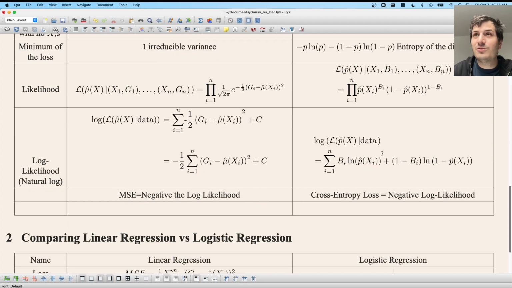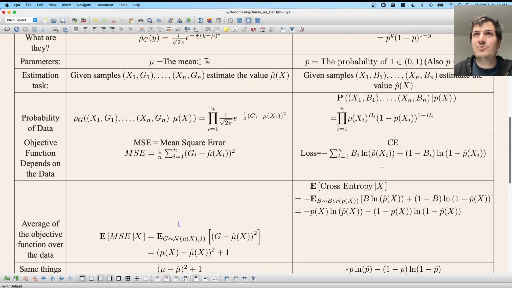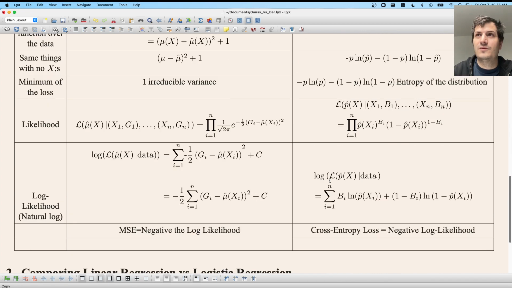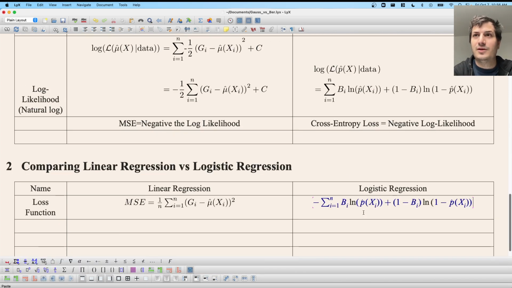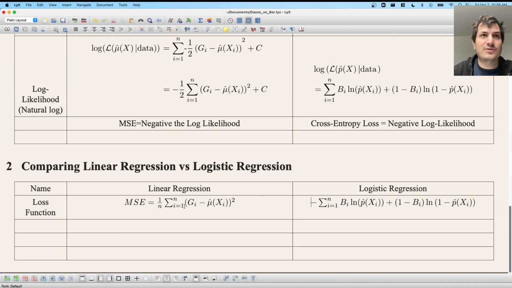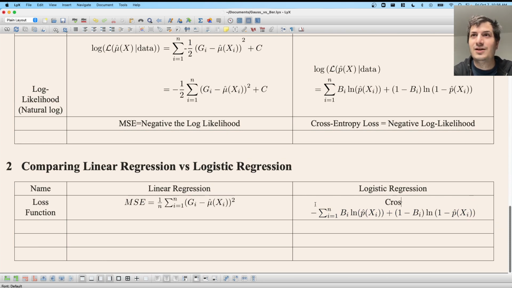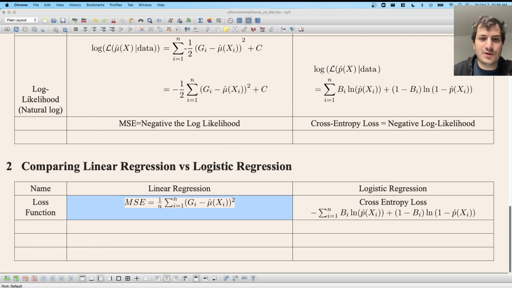And in logistic regression, you're minimizing not the mean squared error, but this crazy looking cross entropy loss. So I'll copy that over right here. Okay, and this is the cross entropy loss. Let's write cross entropy loss. And just before we dive in and figure out exactly what's going on when we do these things, let's get a little visual. So let's go back to our data.